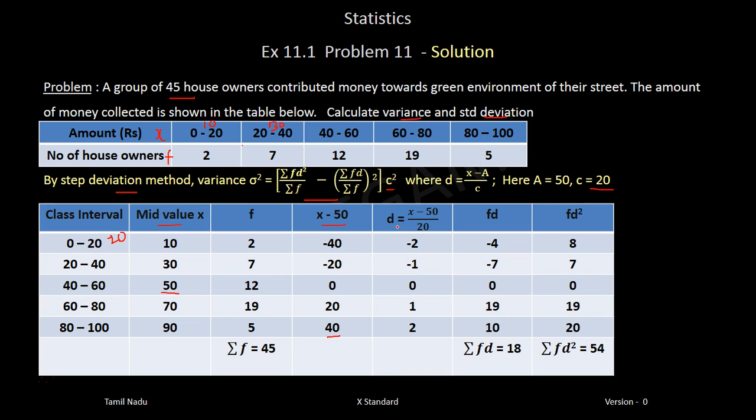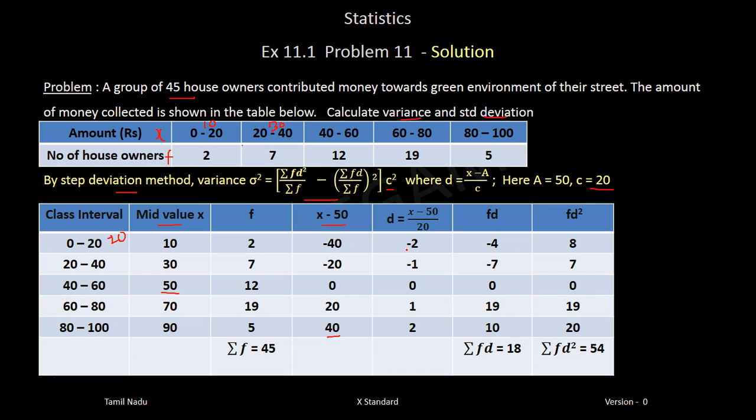Right, so then we find the deviation, which is x minus 50, that is x minus the assumed mean A, divided by C, the common factor. In this case it becomes x minus 50, because A is 50 and C is 20. So divide this column's entries by 20. Minus 40 divided by 20 is minus 2, minus 20 by 20 is minus 1, 0 by 20 is 0, 20 by 20 is 1, 40 by 20 is 2. The rest is the same as the previous problem.